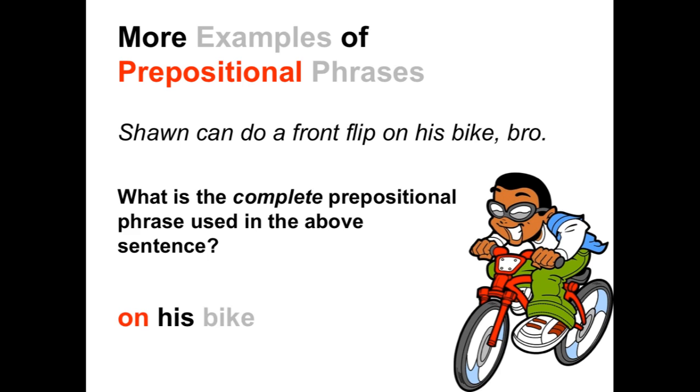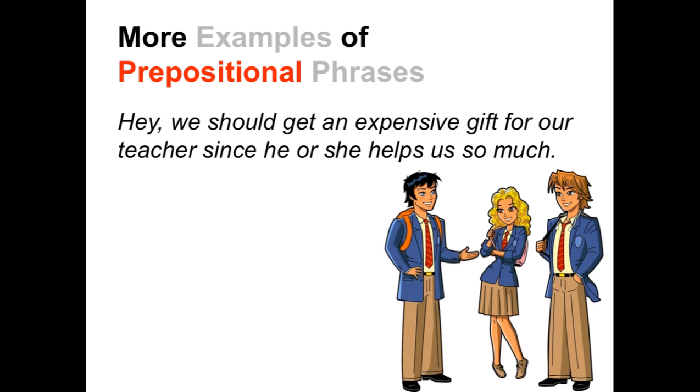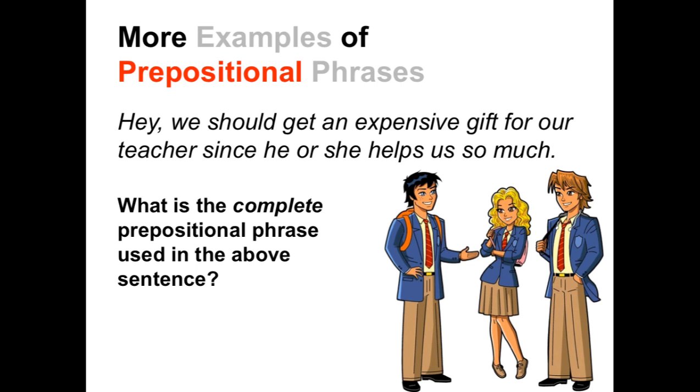The prepositional phrase in this sentence begins with the preposition on and ends with the object bike. It also includes the possessive pronoun his, so the complete prepositional phrase in this sentence is on his bike. And here's one more example of a sentence with a prepositional phrase. Hey, we should get an expensive gift for our teacher since he or she helps us so much. And what is the complete prepositional phrase in this sentence?